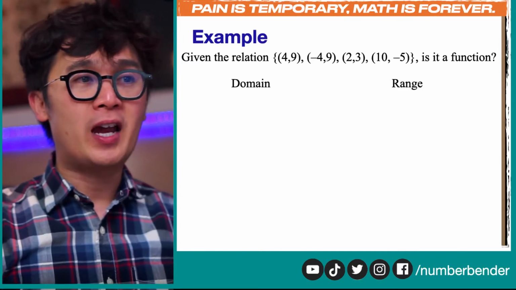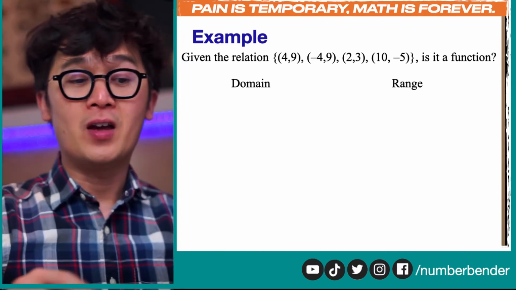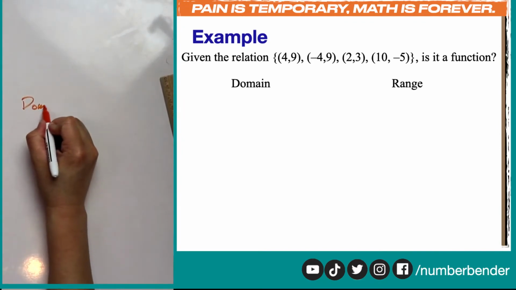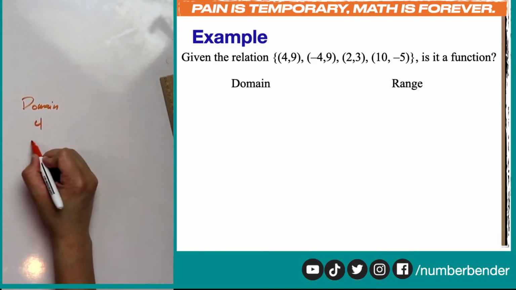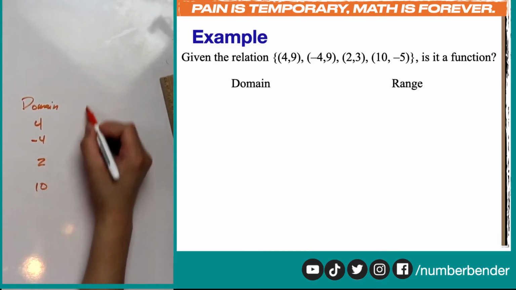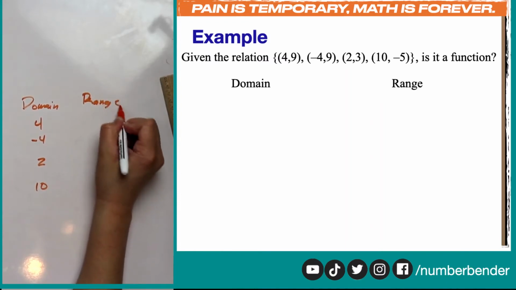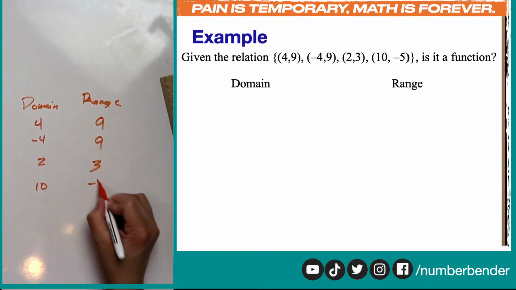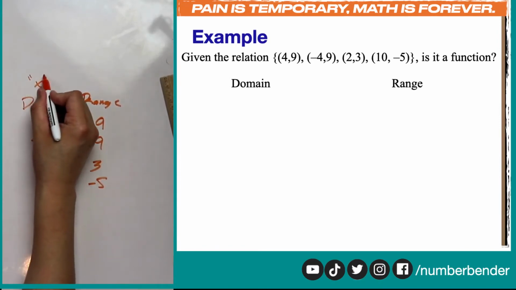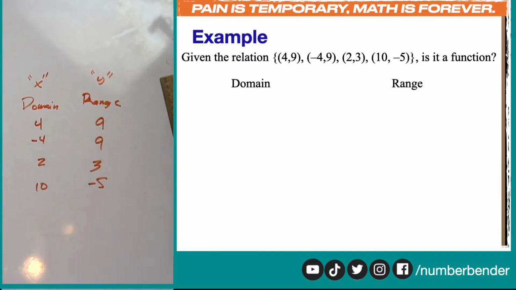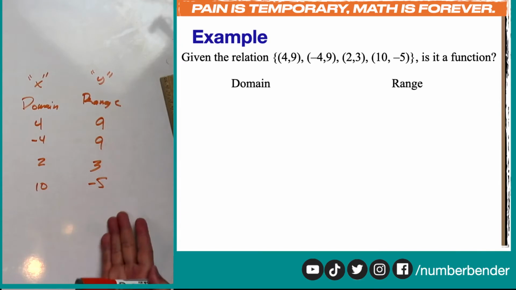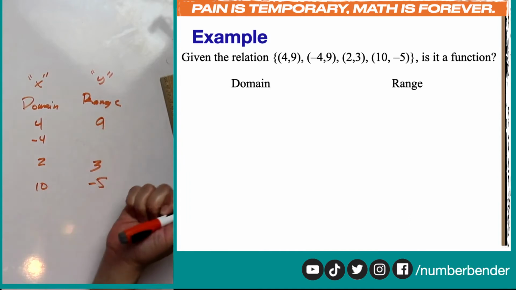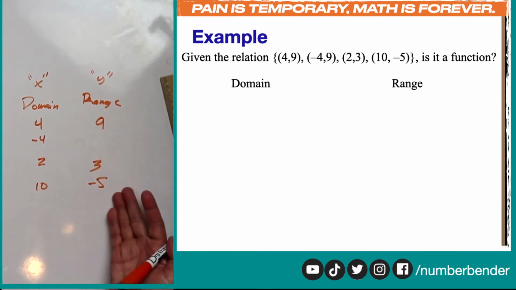So we have (4, 9), (-4, 9), (2, 3), (10, -5). If we're going to list down the domain of this function, we have 4, -4, 2, and 10. And for the range, we have 9, 9, 3, and -5, which is basically the x variable and the y variable. However, notice that in our range we have duplicates, two 9s, so we're going to eliminate the duplicates, giving us 9, 3, and -5 as our range.